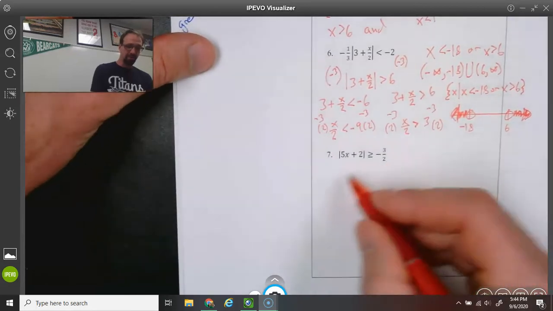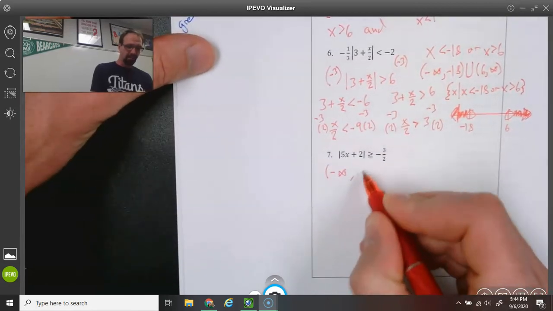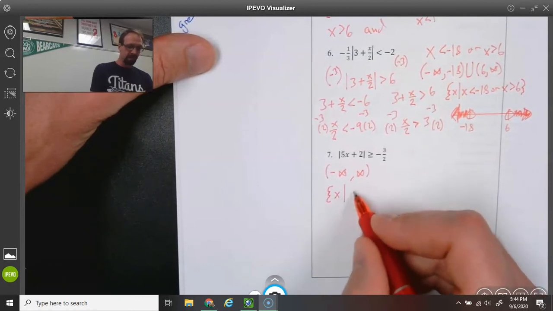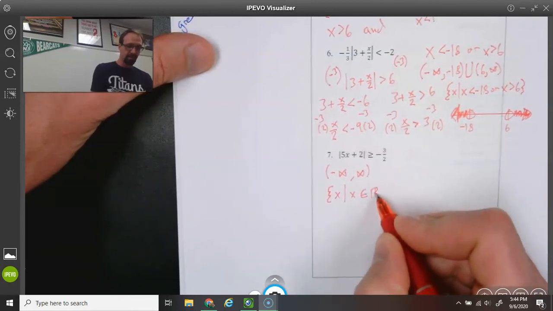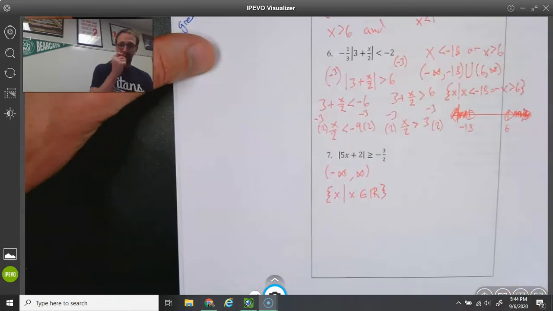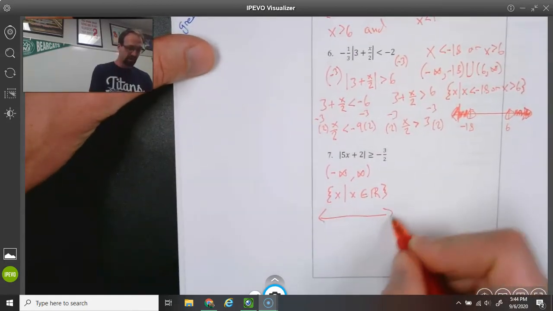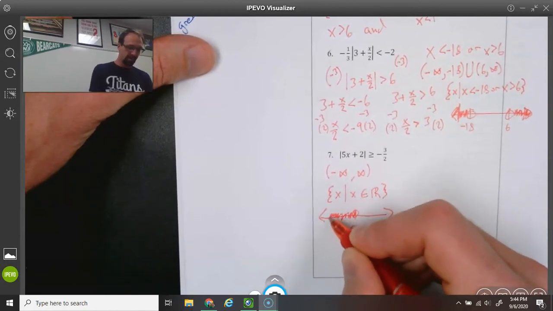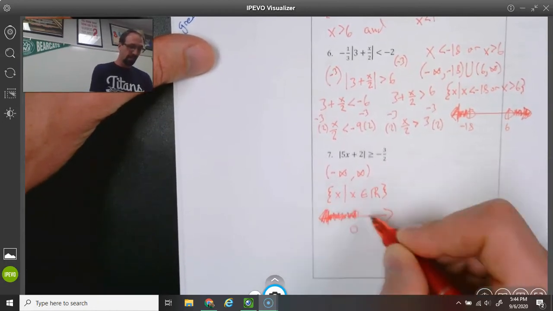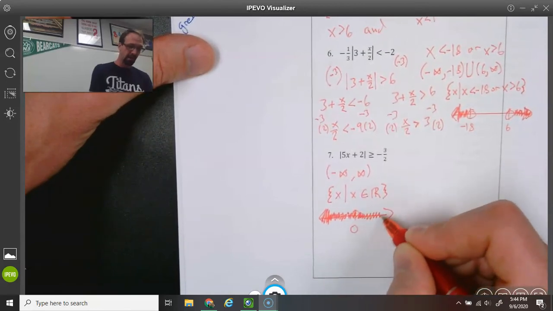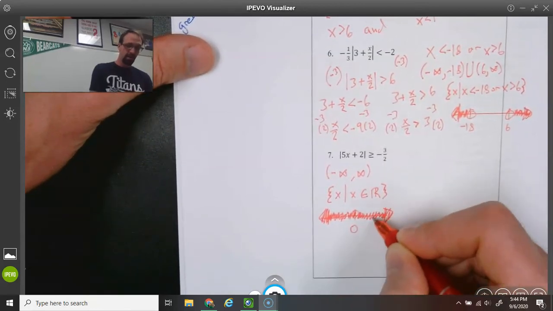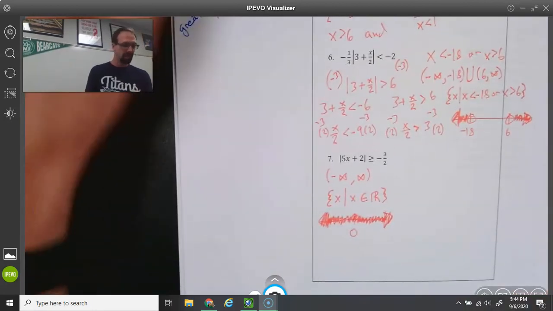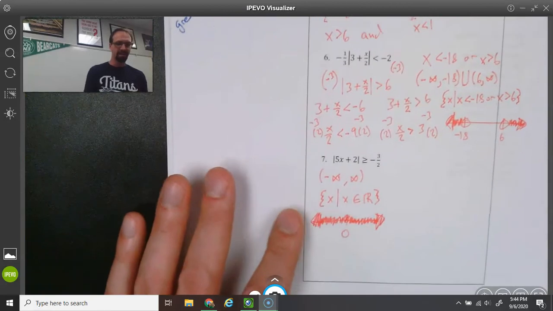So my solution set for this is going to be from negative infinity to infinity. And in set notation, the set of x such that x is an element of the real numbers. No matter what value you pick, it works. You can verify that this is in fact correct by working through it and getting a situation where you're greater than any number you want, and you get that. Join me in the next video as we go over the last example with a word problem.